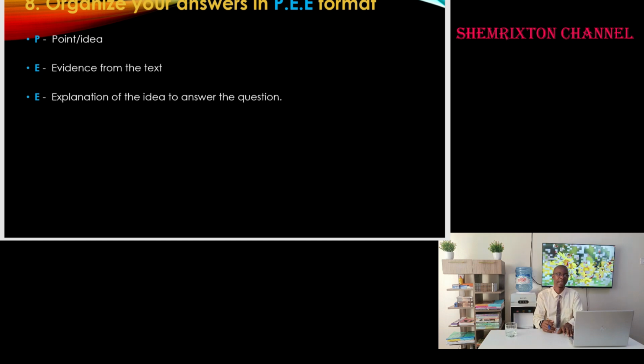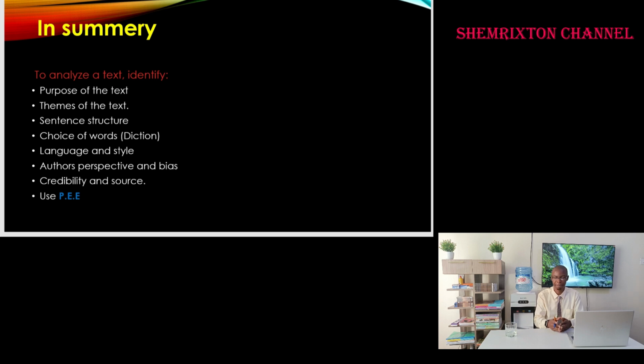And then after that, the next slide is a summary of the points we have just explained there. So in summary, we can say to analyze a text, you are going to start by identifying the purpose of the text, themes of the text, sentence structure, choice of words, language and style, author's perspectives and bias, credibility and source, and then finally use PEE.